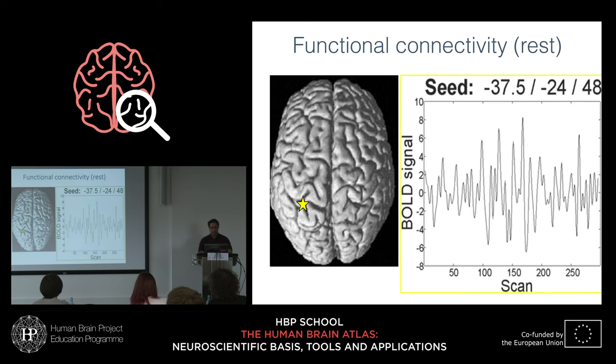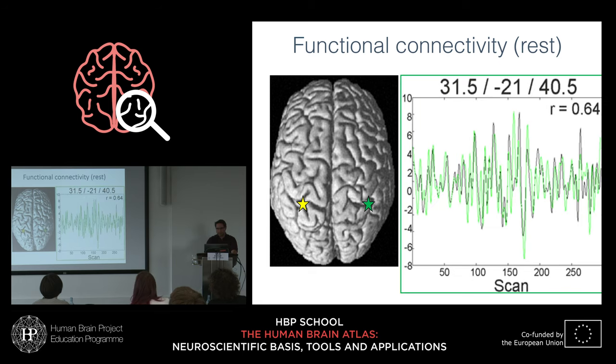So that's the time series we can extract from the left primary motor cortex, and that's the time series in green that we can extract from the right primary motor cortex. What you see here is that they're quite well correlated. So brain regions that are in the same network tend to show correlated signal fluctuations at rest. And this is resting state connectivity.